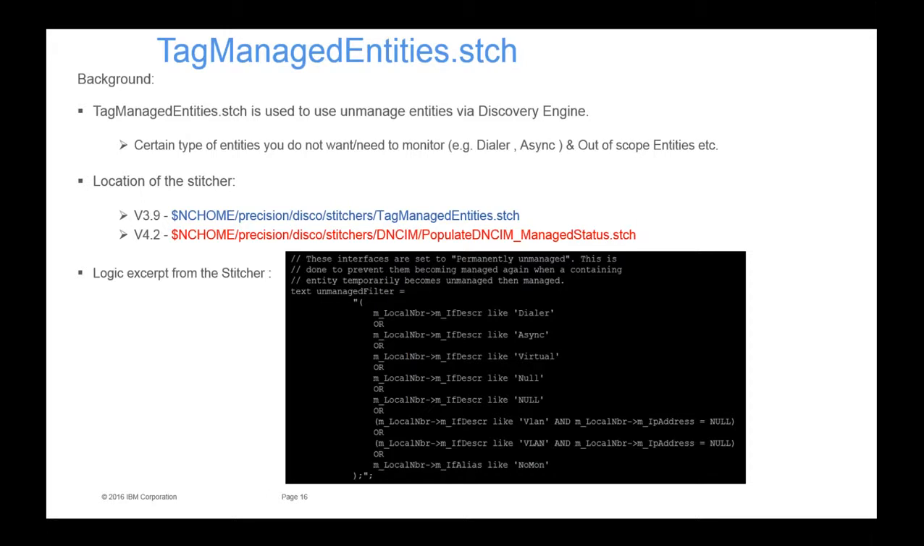In 3.9, the stitcher is called the tag managed entity stitcher, and the location is listed there. Whereas in 4.x, whether it is 4.1.1 or 4.2, it's populate DNSIM. The logic is pretty simple there. Let's say you want to unmanage the dialer interfaces, or maybe you have a serial switch where you want to unmanage some of the pop interfaces or whatever they are. You can just add the logic in the stitcher to unmanage those interfaces.